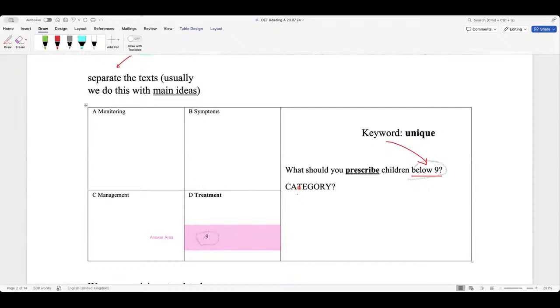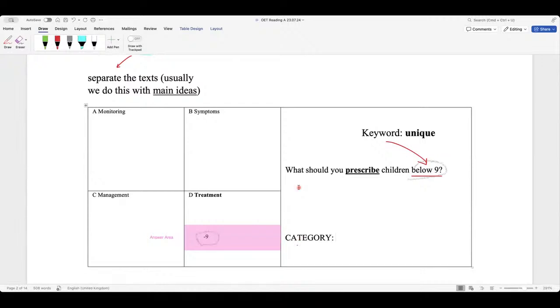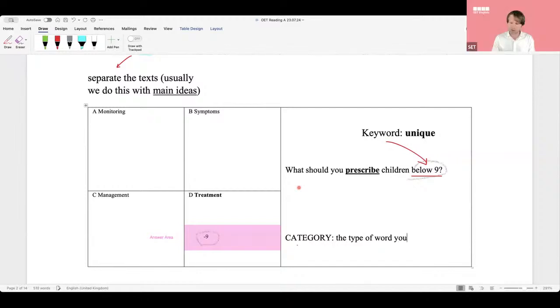Category is like the main word that gathers all words together. For example, simple ones like cat, dog, as you always give us example, or for example, a different type of medication. So, category. How about type? Is that okay? The type of word you need, okay?